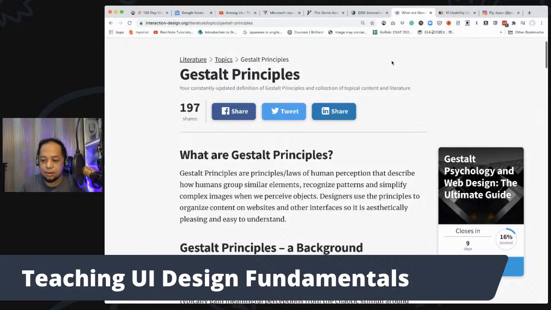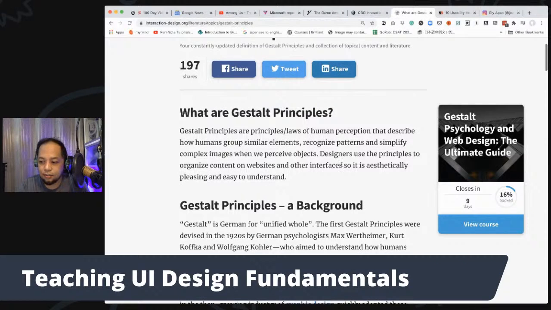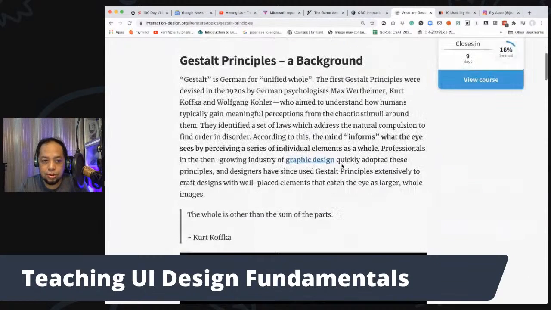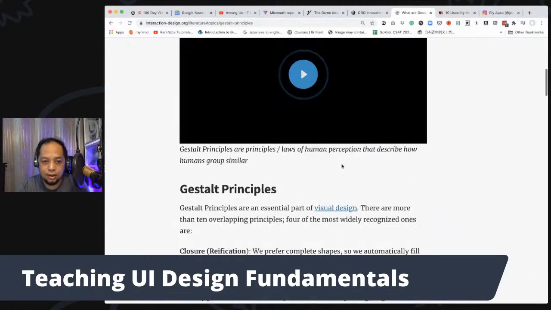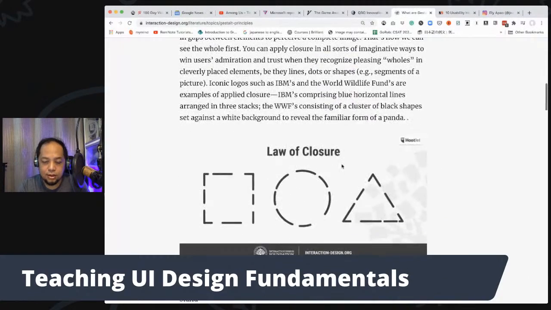This is something that another friend of mine, a designer, Rocky, taught me. I dearly miss him, he's been so busy these days. Rocky taught me about Gestalt Principles, and I consider this one of the very fundamentals of visual design that I still use to this day when I do my designs.